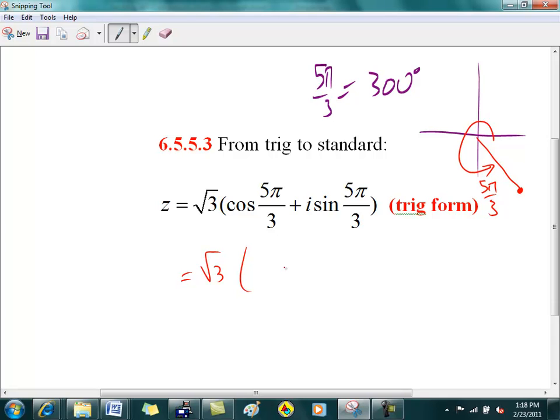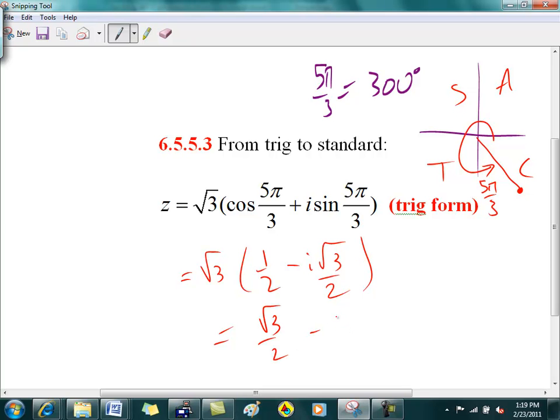Okay? Someone, cosine 5 pi over 3. 1/2. Positive, negative. Okay? Because of this. So that's going to be 1/2. What about sine 5 pi over 3? Negative root 3 over 2. So it's going to be negative i root 3 over 2. And you move the root 3, distribute it out, so you get root 3 over 2 minus 3i.